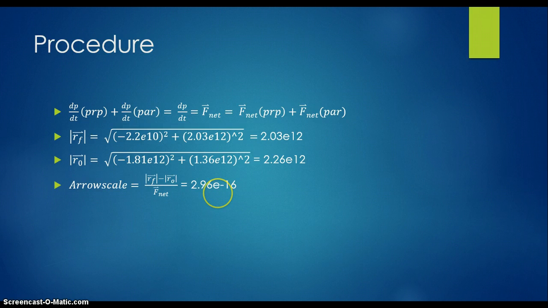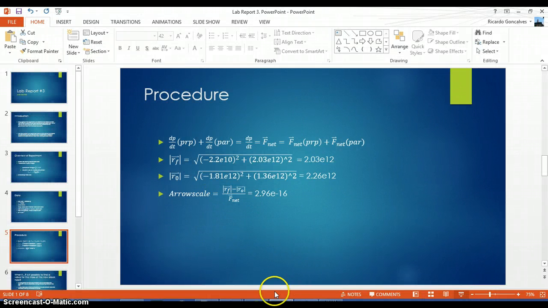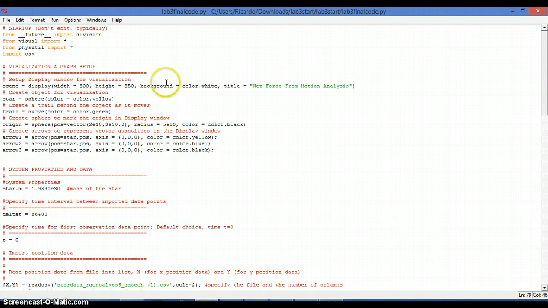Now we can see the Python code. In the origin, I chose the radius of the black hole to be 5 times 10 to the 10 in order for us to see it when the code is running. A black dot will appear representing the black hole.